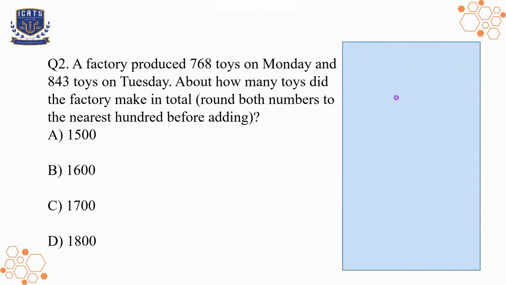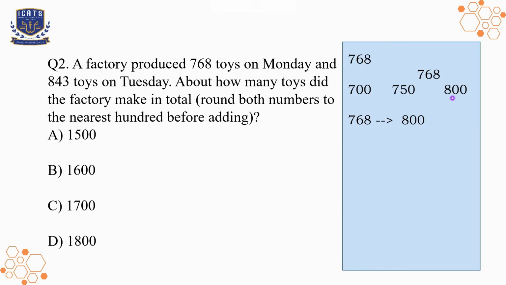So our first number is 768. We will see where it lies. It lies between 700 and 800. So we will see whether it is before 750 or after 750. As it is after 750, 768 will be rounded to 800.